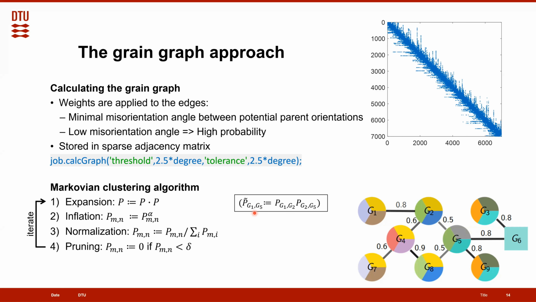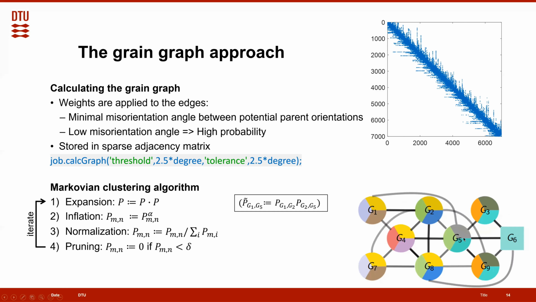So for example, we want to know the probability between grain 1 and 5, right? But grain 1 and 5 are not connected initially because they're not direct neighbors. But as soon as we do this expansion step, what actually happens is that since grain 1 and grain 2 have a probability, and grain 2 and grain 5 have a probability, this probability is now extended to also have a probability for grain 1 and grain 5.